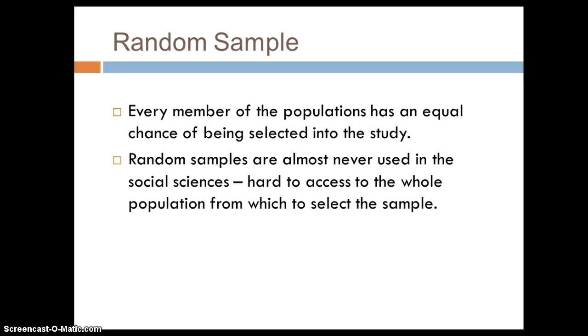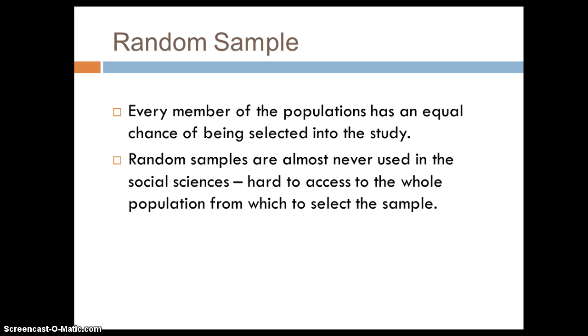And one of the things that's kind of a problem is that we almost never use random samples in the social sciences. And that's because it's really hard to access the entire population from which to select your sample. So if you were running a study on first-year students and how they fare during their first semester in college, it would be really hard to get the population of all first-year students, or even just to get a list of all first-year students from all of the colleges and universities in North America, and then randomly sample from them. So generally speaking, we can't do that. Random samples almost never happen.